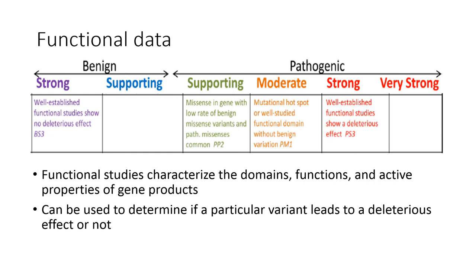If the functional impact of a particular variant has not been studied, but it is located in a mutational hotspot or well-studied functional domain of a protein that does not also contain benign variation, this is considered moderate evidence, PM1. Population databases are useful to determine the presence of benign variation and are necessary to apply PP2, a supporting criterion which may apply for a missense variant in a gene that does not harbor expected levels of missense variation.